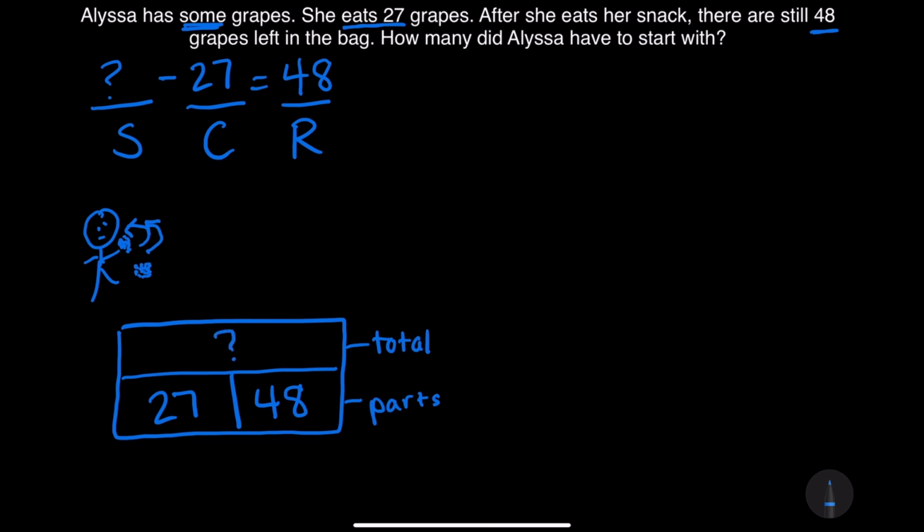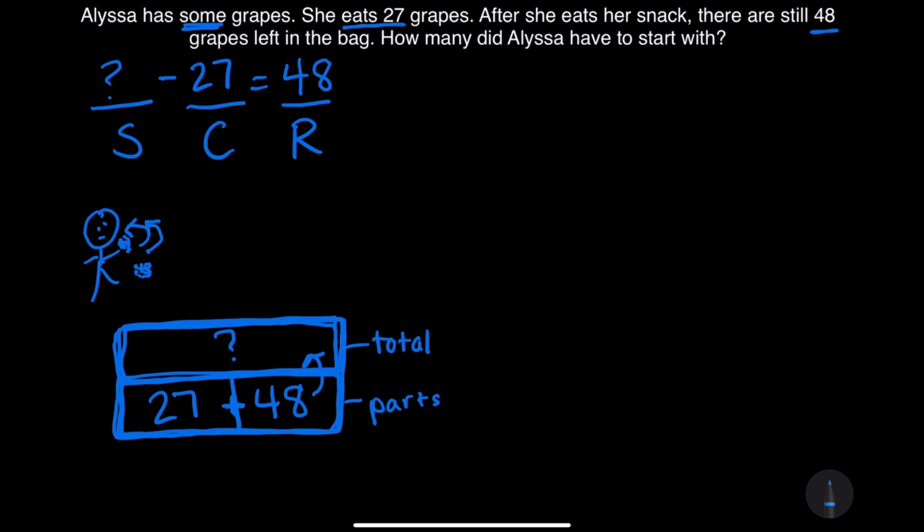Okay, and so this is a really good strategy for organizing your thinking. It's a graphic organizer. And I know that the two parts put together equal the whole. That's why the strip diagram is shaped this way. The two boxes that make up the two parts are the same exact size and shape as the box that makes up the whole, because if you add these together, they equal the total. So I think in order to get our answer, we're going to have to add 27 and 48 together to figure out the total that she started with.